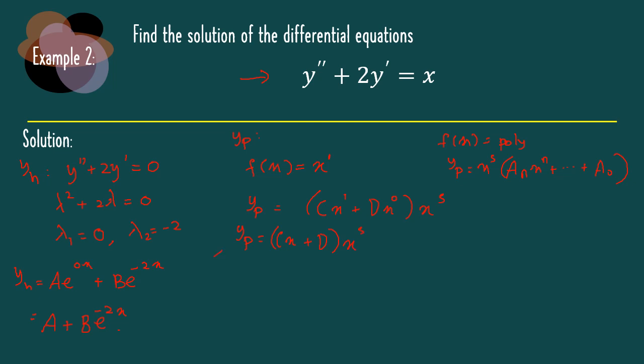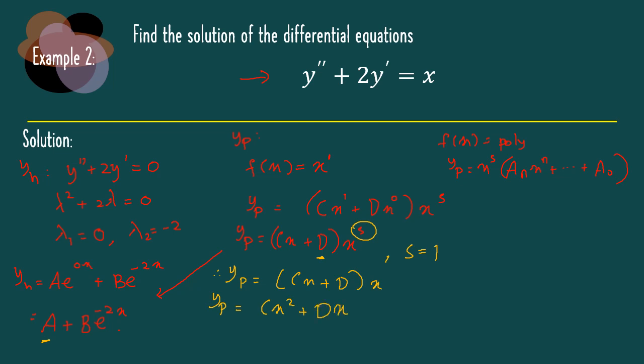So how to find the value for s here? We compare our yp with our yh. Do we have the same element or not? Yes, we have the same element, d and also a. Since we have the same element, our s becomes equal to 1. So our new yp is equal to (cx plus d) x to the power of 1. Or we expand, we will have yp equal to cx squared plus dx.